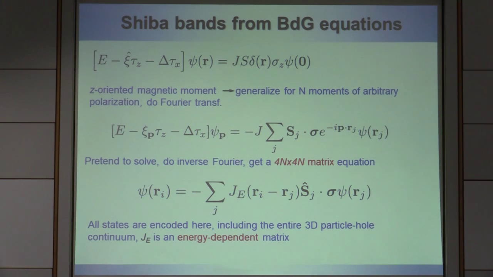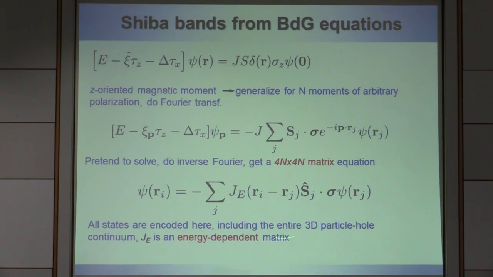And the idea is the same: we put the interaction with impurities on the right-hand side, pretend to solve the equation, find free components, and then plug it back into the Fourier transformation. That gives us the 4n by 4n matrix equation, right? For each site of the chain, there are n sites. We have the expression of the wave function at a site in terms of a linear combination of the wave functions of all sites, this one and all other ones.